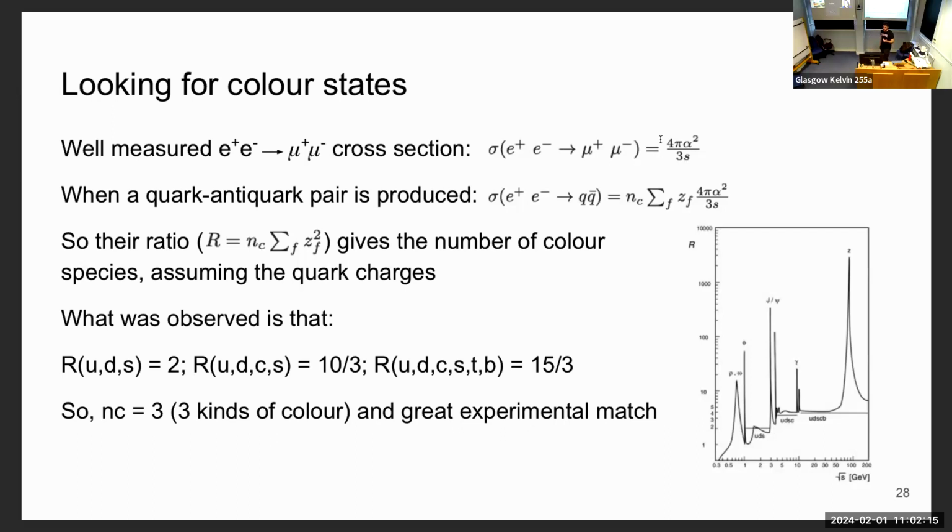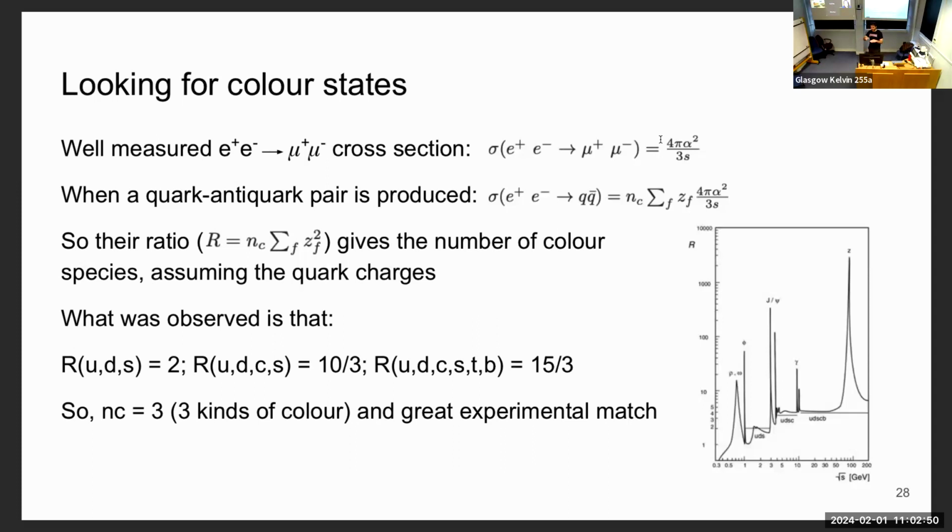So this assumes that quarks have an electric charge. If you want to measure this factor R experimentally, you can actually do it. This is what they did at LEP and other various experiments. So in this graph, you have the center-of-mass energy, square root of s, on the x-axis. You have the value of R on the y-axis.